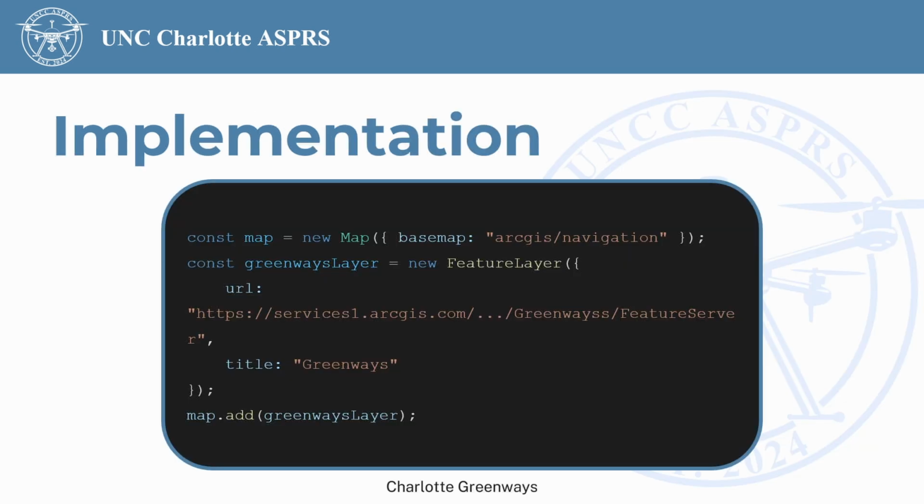So base implementation for Charlotte Greenways, this is a little nerdy, but this is the code that I wrote for using the feature service layer. And so we're just accessing it from this site on ArcGIS Online that I uploaded. And the title greenways, so we're importing it as greenways, and we're adding it to the map.